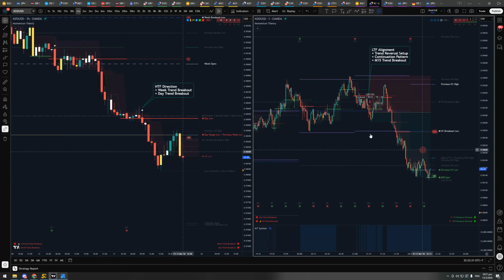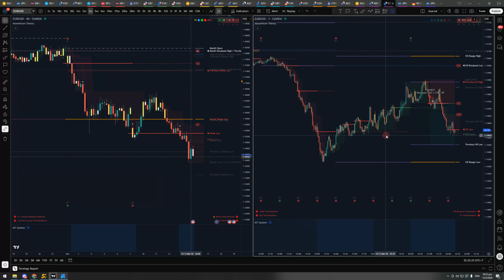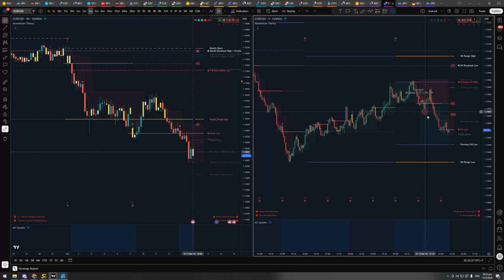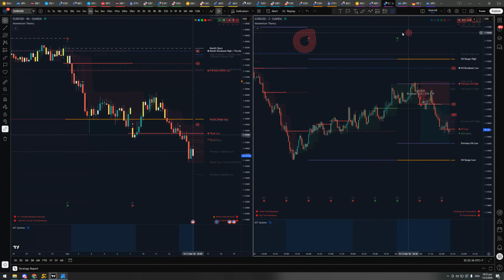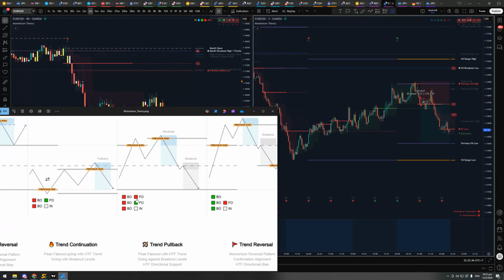All right, so this was a trade that I took on NZDUSD trend reversal, and I also took one on EURUSD. Again, all these boxes are drawn by the indicator, and it's managing the trade. It took a continuation trade here. Breakout followed by an inside. We're below breakout levels. Price pulled back, faked out the previous H4 high, and then took the counter trend breakout entry.